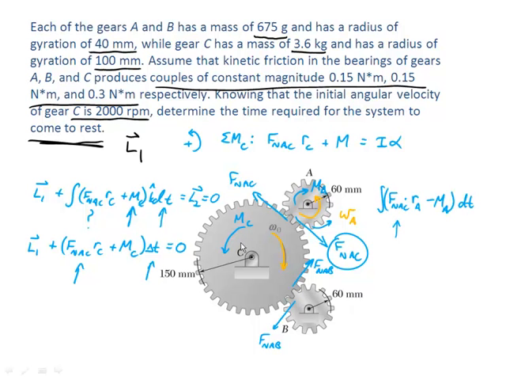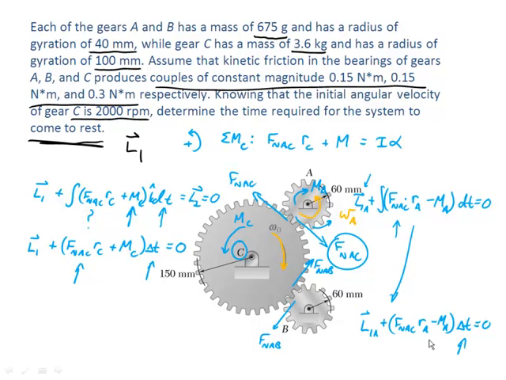But there's an integral here with respect to time. And when gear C stops, so will gear A. So this final momentum will be 0. So let me add in an L1A for the initial angular momentum of gear A. But I can calculate that out. That's not going to be difficult to do. So the idea then is that this equation will become L1A plus FNAC R sub A minus M sub A. Again, these are all constants, so they come out of the integral. Delta T is equal to 0.